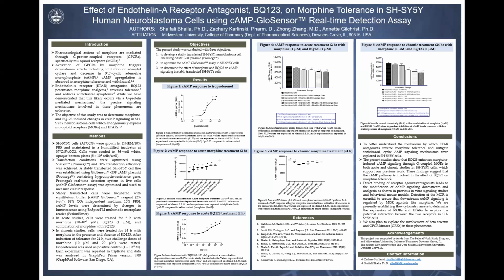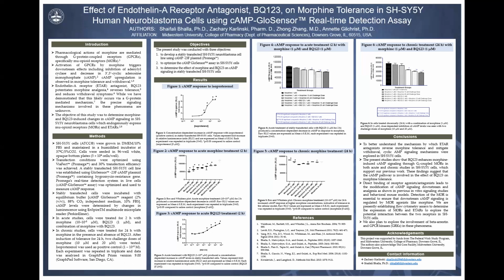We then looked at what was the response to acute BQ123 treatment without the presence of morphine. And we were very intrigued to see in figure 3 that acute BQ123 treatment, when we looked at a series of concentrations, a range of concentrations, we saw that there was actually an increase in cyclic AMP response. This is something that we are further investigating, and we will be excited to share those results with you in the future.